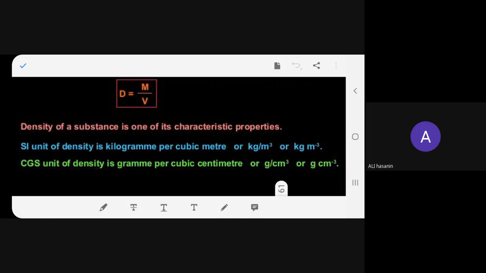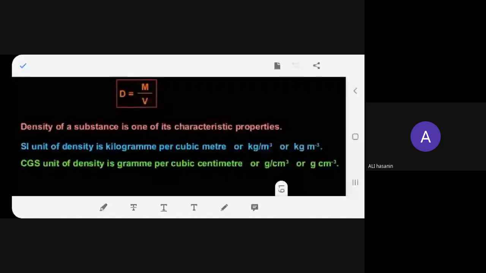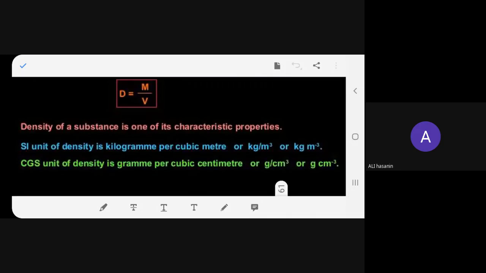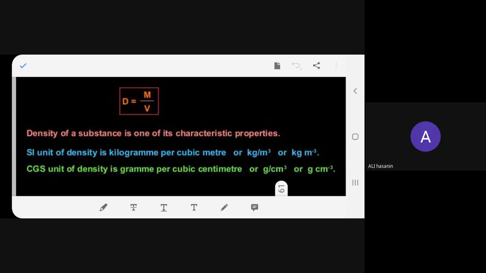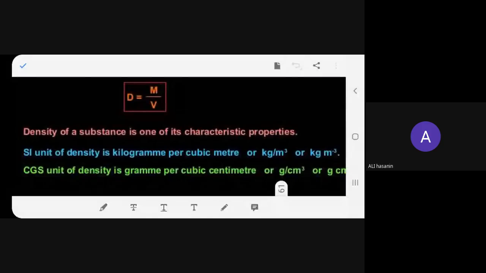CGS unit of density is gram per cubic centimeter, or gram per centimeter cube, or gram per centimeter minus 3. Understood now? We will not go much into the CGS unit. We will always go for the SI unit. We usually take the SI unit. What is density? This is one of the very basic properties of a substance. The SI unit that we are going to work on is kilogram per meter cube, and that's it. So SI unit is kilogram per meter cube, and CGS unit is gram per centimeter cube. Generally, we do not use the CGS unit. We always use the SI unit. Is it clear?